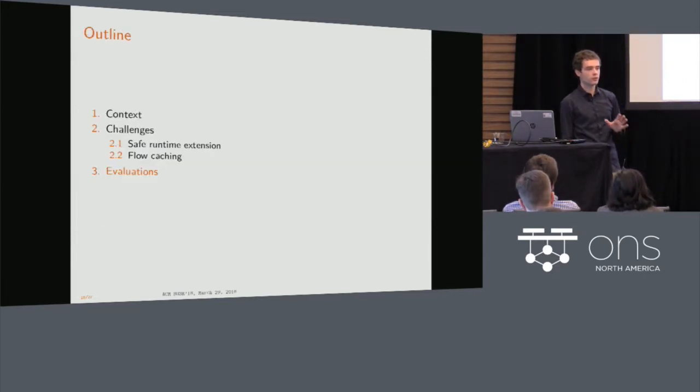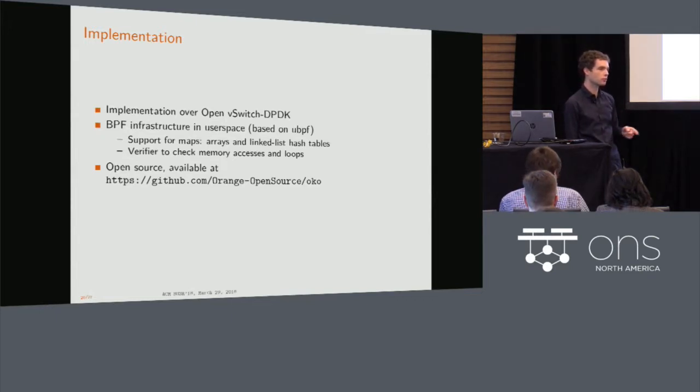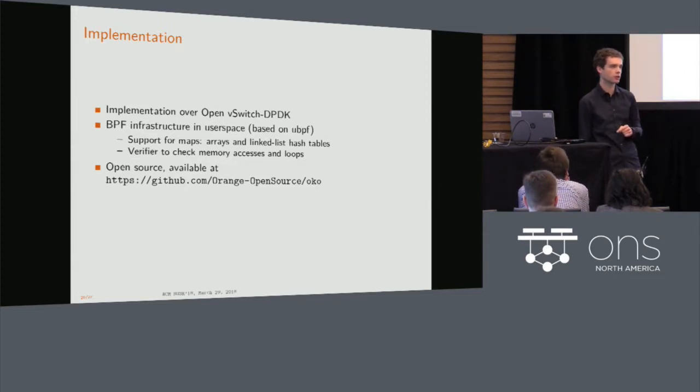Okay, so a few words about evaluations. First, we implemented our design on Open vSwitch DPDK, the high-performance user space data path of Open vSwitch. We had to re-implement much of the infrastructure for BPF in user space. So we based our work on uBPF, which is an implementation of the interpreter and the JIT compiler in user space. And we added support for maps, so arrays and hash tables in our case.